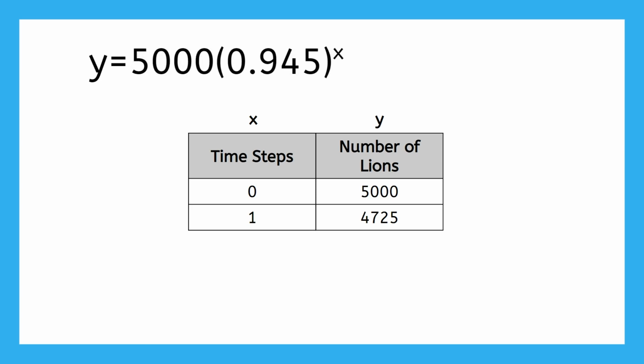We should have y equals 5,000 times 0.945 raised to the x power for the equation. But since we've written our equation in terms of these time steps we've created, it's important that we can understand and interpret what the inputs and outputs mean. For example, if we substitute in 0 here for x, since anything to the 0 power is 1, we get 5,000 times 1, or just 5,000. But what does that mean in our scenario?